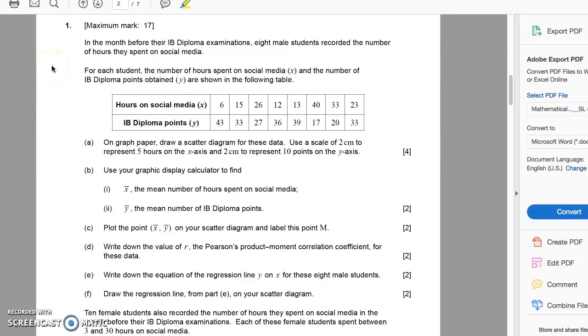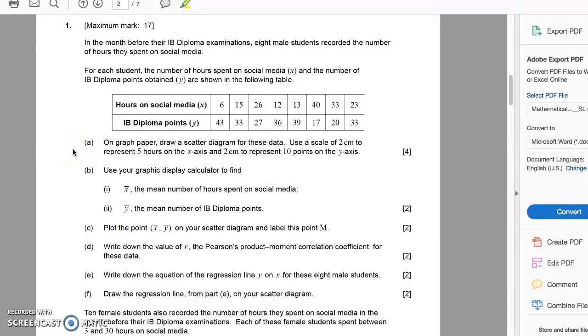Math Studies, Paper 2, and this time is from November 16. Question 1 about the statistics. In the month before their IB diploma examinations, 8 male students recorded the number of hours they spent on social media. For each student, the number of hours spent on social media X and the number of IB diploma points obtained Y are shown in the following table. So I can see the X and the Y for 8 different students.